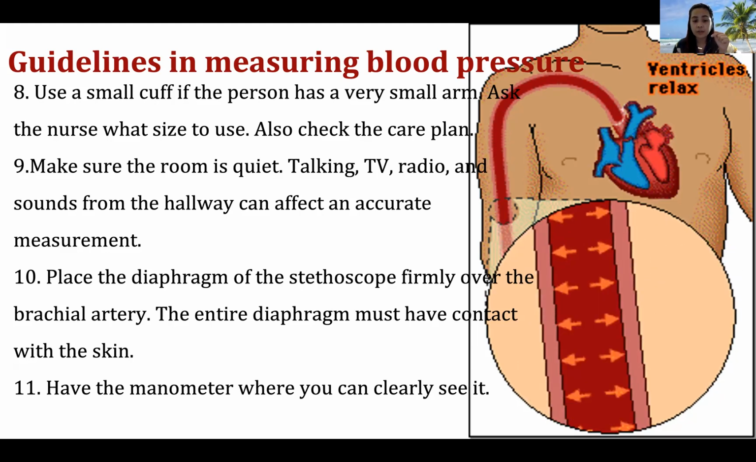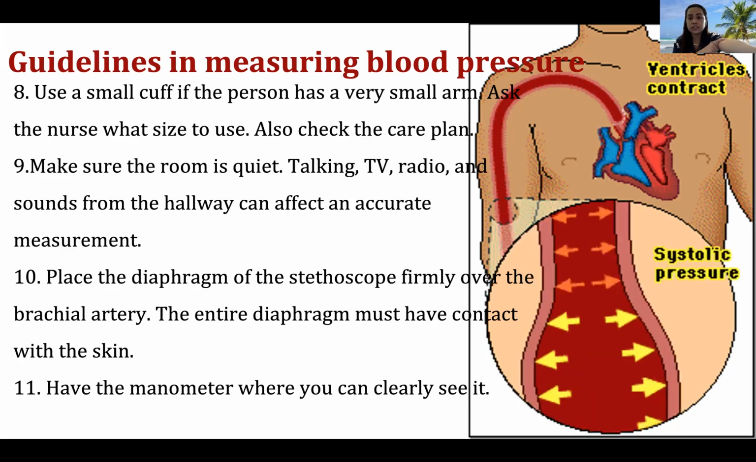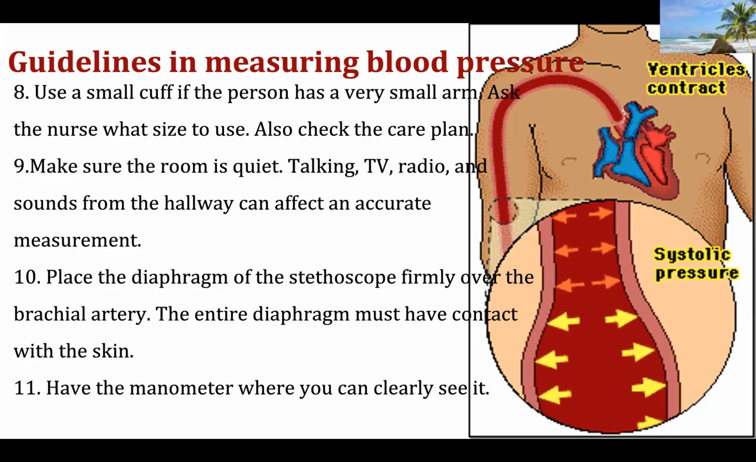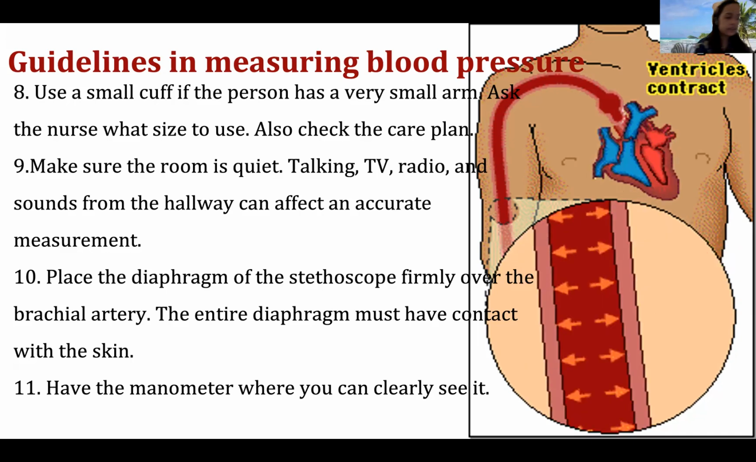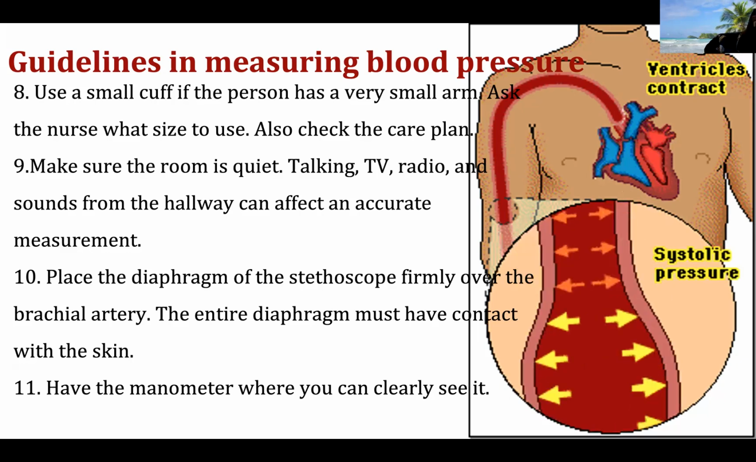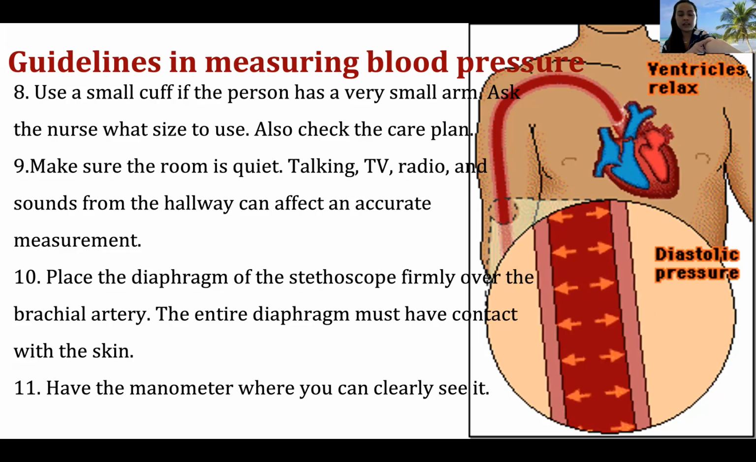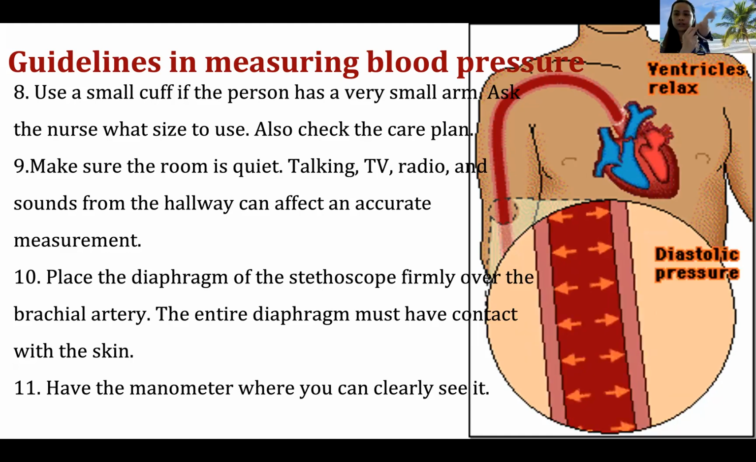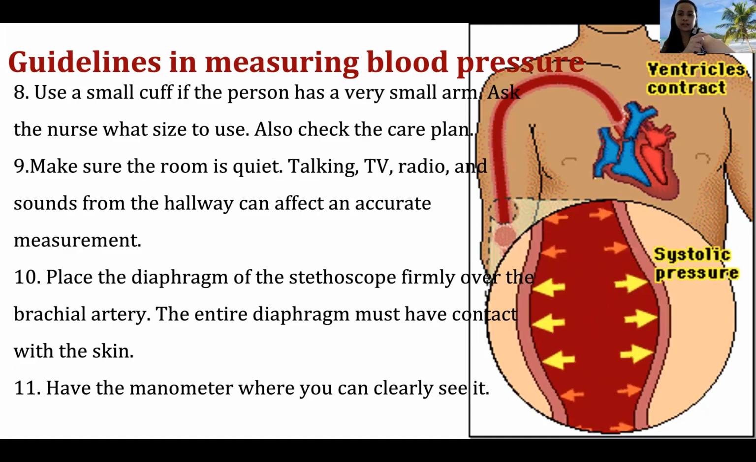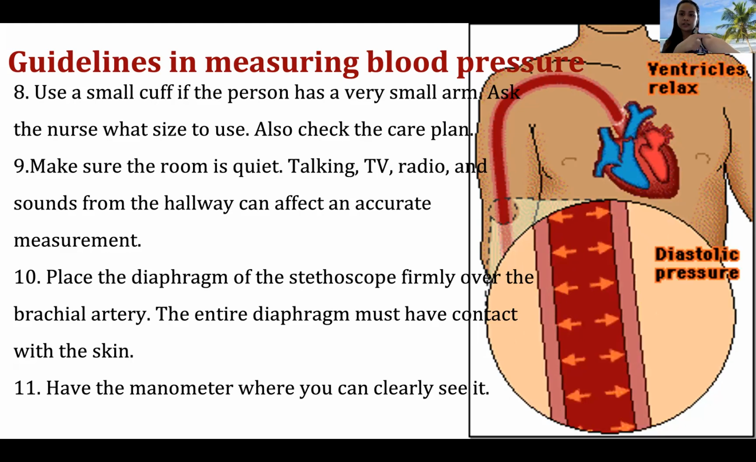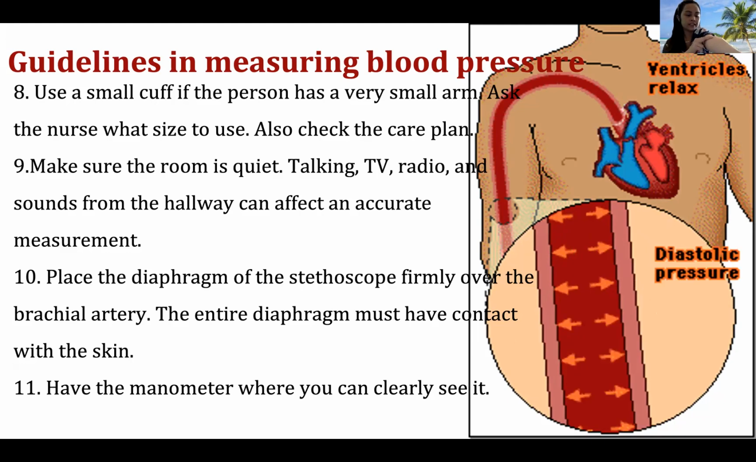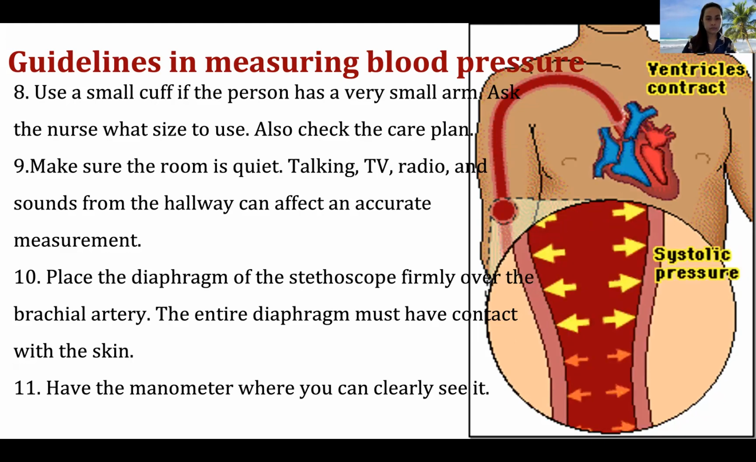Place the diaphragm of the stethoscope firmly over the brachial artery. So where is your brachial artery? The brachial artery is located in the antecubital fossa. Where's your antecubital fossa? You have the antecubital fossa here, the line in your arm. Two to three fingers above that is your brachial artery.